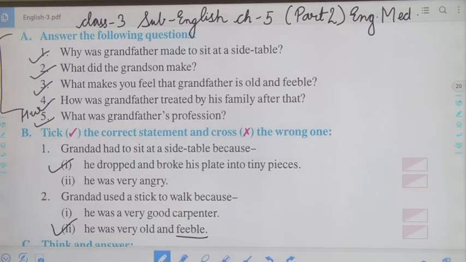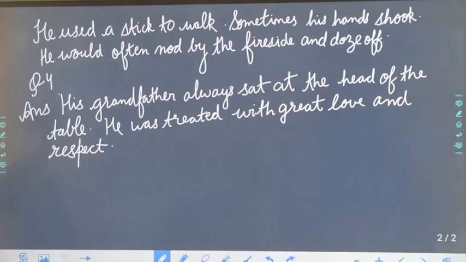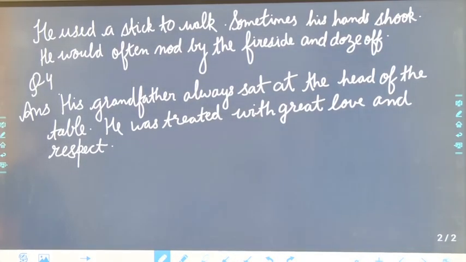Now move to the next question. If you want to take a screenshot, you can take. Then we will move to the next.